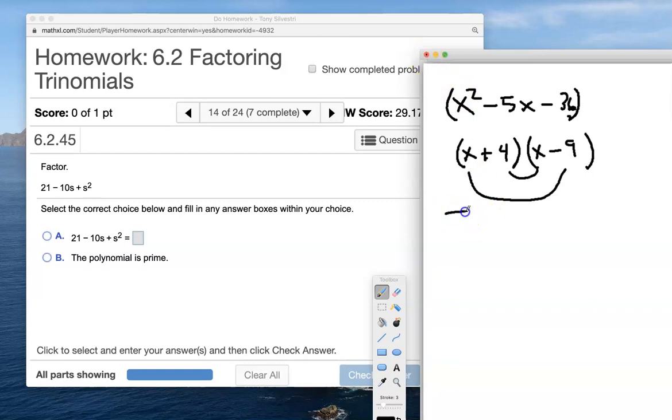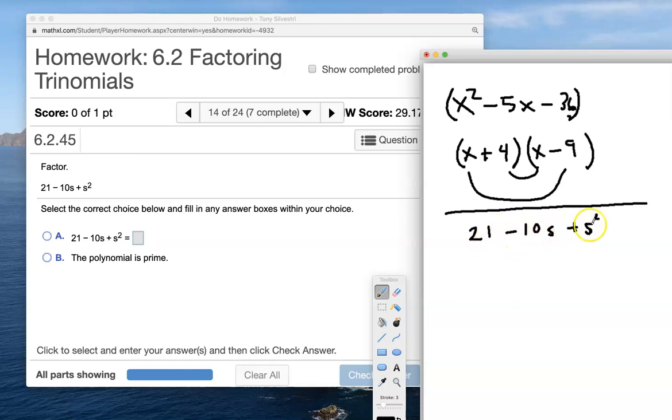Let's see. You know what's wrong with this problem here? 21 minus 10s plus s squared. Okay? And one of the reasons why you take math is to get your mind thinking logically and in patterns. If you think in terms of a pattern that you've seen before, you tend to get the right answer because your mind gets thinking of the same pattern over and over again. This is not the same pattern as what we've seen. This is in the wrong order.